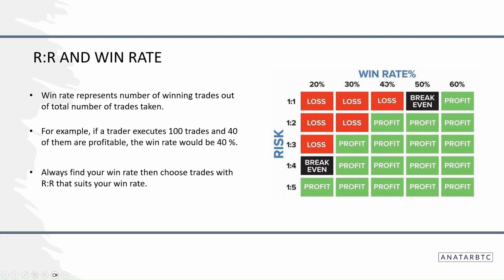But if we have, let's say, 40% win rate, then we have to avoid the setups which has 1 to 1 risk to reward ratio. So in this manner, you have to find the correlation for your trading style, and then you have to manage your trades according to that. You have to choose your trades properly on the basis of risk to reward ratio.